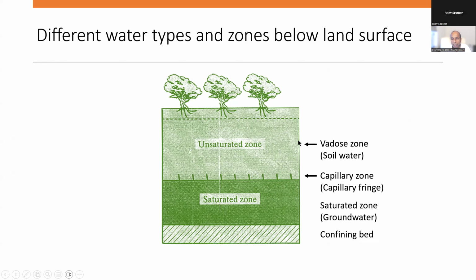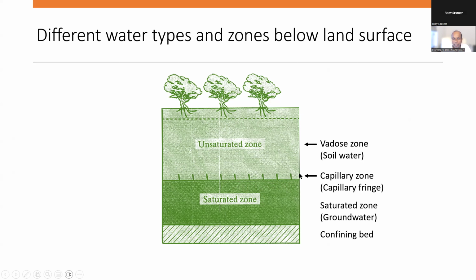and then there is a capillary zone. Above the saturated zone, there is always a rise in water because of capillary action. When soil is below saturation, there is attraction between soil and water particles, and the water is lifted because of the capillary action.